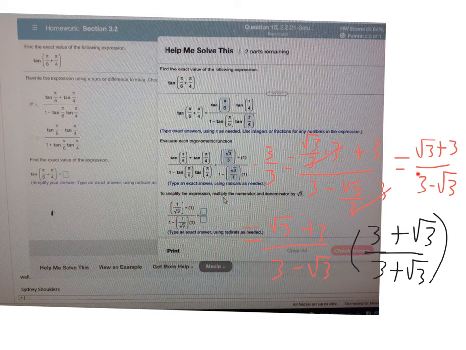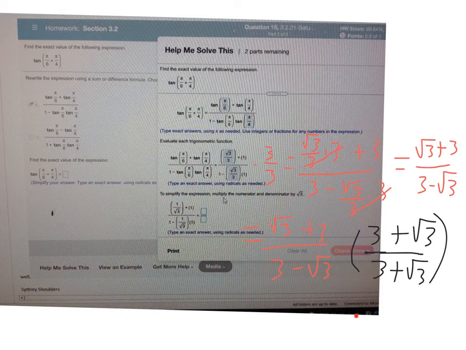Well, you're not supposed to leave a radical in the denominator, and so you need to rationalize the denominator. And to rationalize a binomial with a radical in it, you have to multiply by what's called its conjugate. So you change this minus to a plus. And so you multiply these two, and that'll take care of the radical. Of course, you have to do it to the numerator, and then you need to simplify.